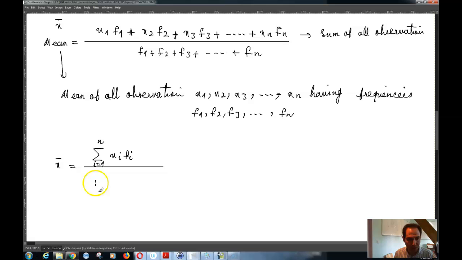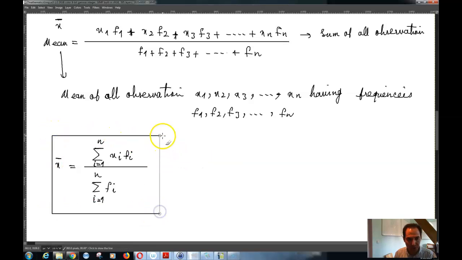And so naturally the expression in the denominator I can write as sigma f of i as i goes from 1 to n, and that is the formula for the mean of n observations having these frequencies. Okay, so that is that. Now let's apply this formula in at least one example, and then we will move to the next one.